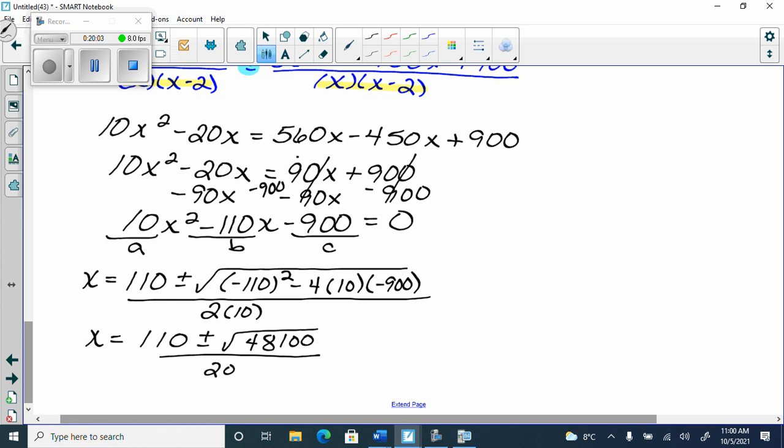Did you get a decimal? What's up? What did I do wrong? Help me. 560 minus 450. 110. Yes, but I think you get 90. I just realized it's 110.